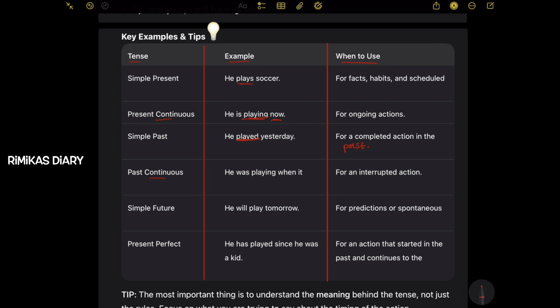Next, past continuous. He was playing when it started to rain. It's used for an interrupted action. He was playing, then it started to rain, which interrupted the action of playing. Simple future: he will play tomorrow, for predictions and spontaneous decisions. Present perfect: he has played since he was a kid, for an action that started in the past and continues to the present.